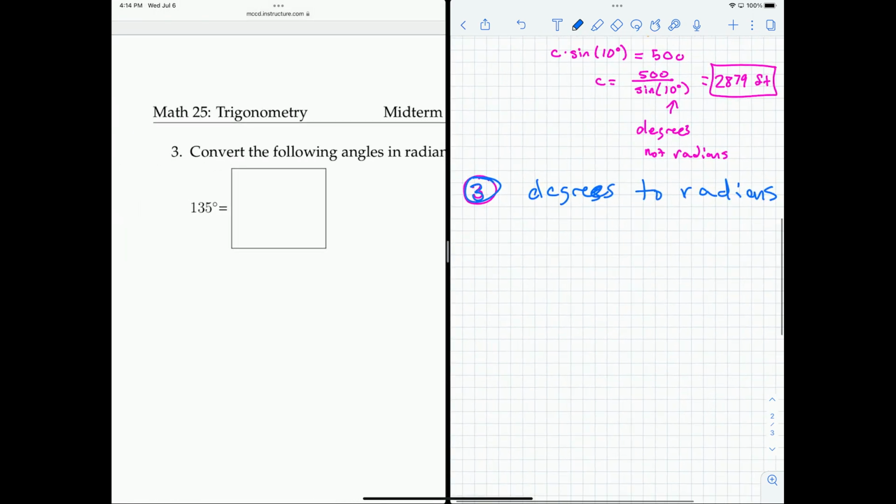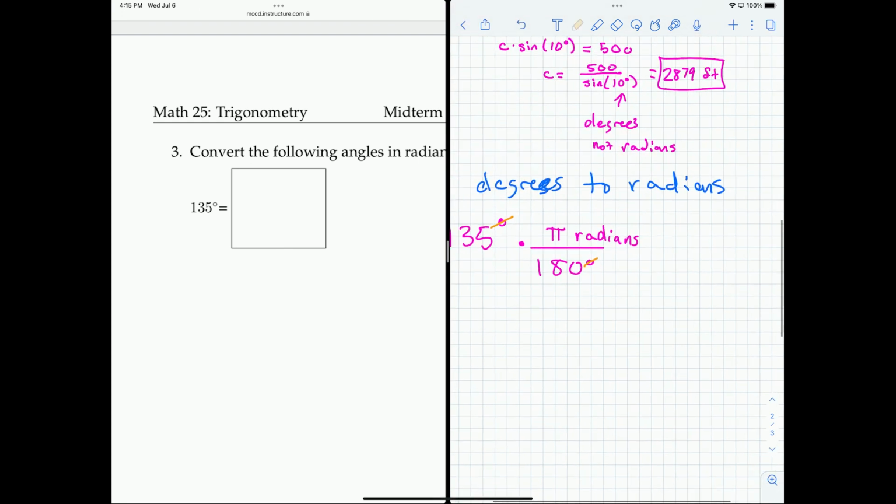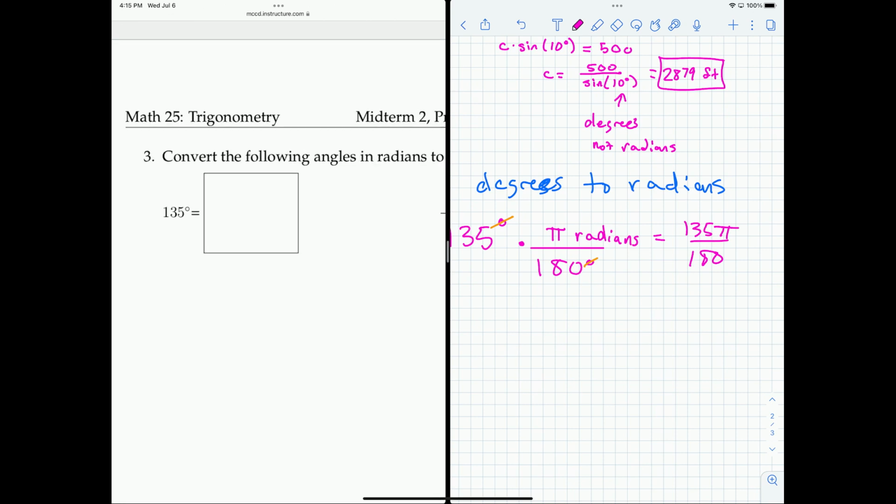So let's do it. Easy peasy. So 135 degrees, you multiply by a conversion factor, 180 degrees, which you put on the bottom, is equal to pi radians, which is what you put on the top. You know that that's the correct way around because you want the degrees on top to cancel with the degrees on the bottom. So we've got 135 pi over 180, right?